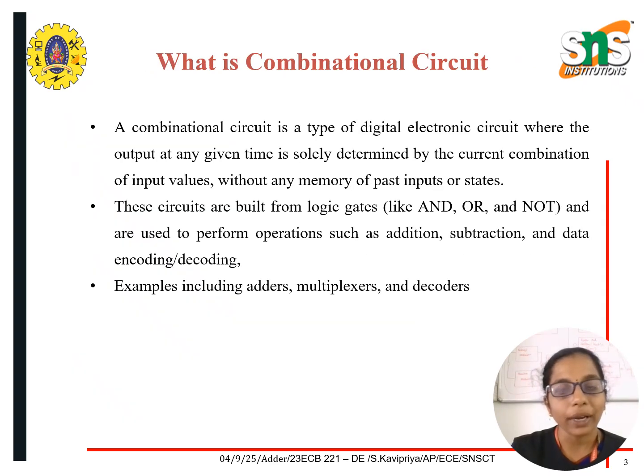First, what is a combinational circuit? In a combinational circuit, the output at any instant depends only on the present input. It doesn't have any memory element, so output depends only on the present input. Examples for these combinational circuits are adder, subtractor, multiplexer, demultiplexer, encoder, decoder. So the circuits which can be implemented using basic gates come under this combinational circuit.